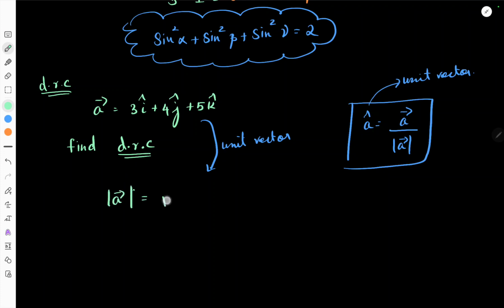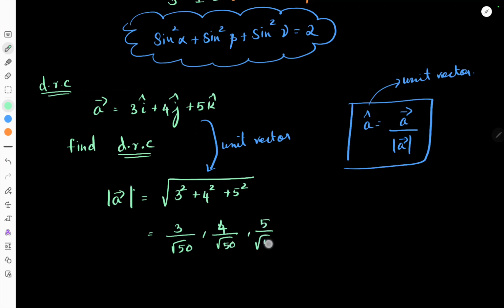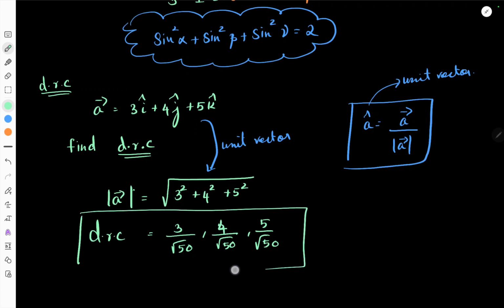So here we have to find the magnitude of a vector, which is root of 3 square plus 4 square plus 5 square. So it will be equal to 9 plus 16 plus 25, so it will be equal to 50. So it will be 3 by root 50, 4 by root 50 and 5 by root 50. So these are the directional cosines we have. Like this only we have to find the directional cosines. The components of a unit vector are the directional cosines.